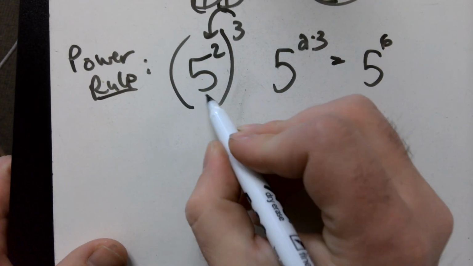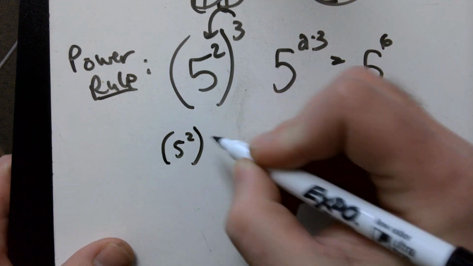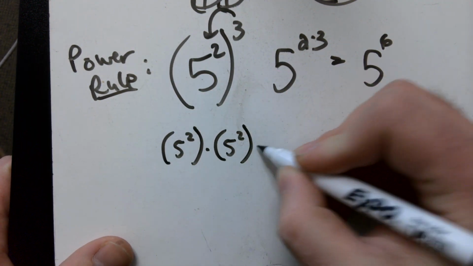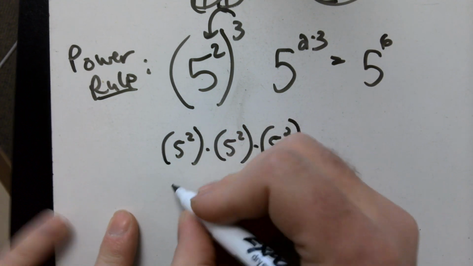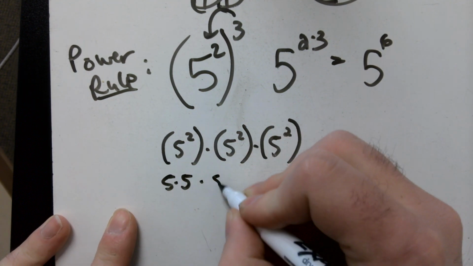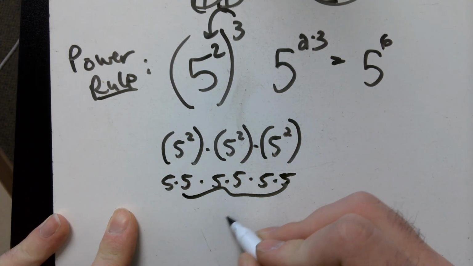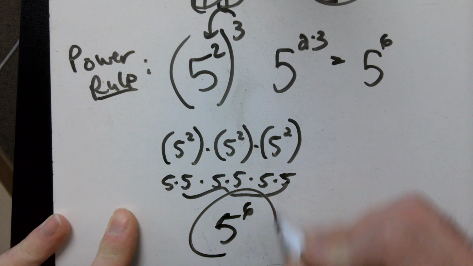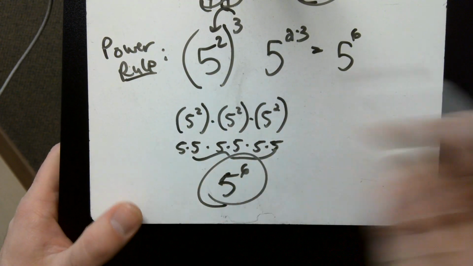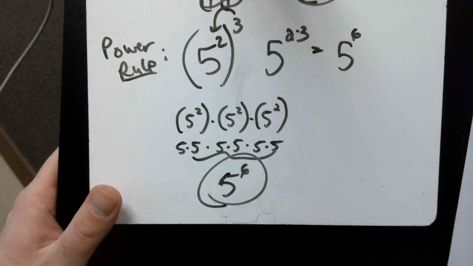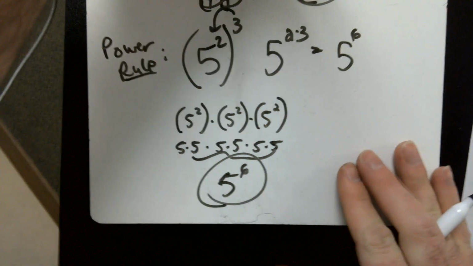Let's expand this out. 5 squared to the 3rd power is 5 squared times 5 squared times 5 squared. Everyone agree with that? Yeah. Well, what's 5 squared? That's 5 times 5, 5 times 5, 5 times 5. How many 5s do I have in total? 6 of them. That's just 5 to the 6th. Once again, in order to avoid doing all this expanding work, we can just multiply those exponents together. Everybody see that? Yeah. All right.